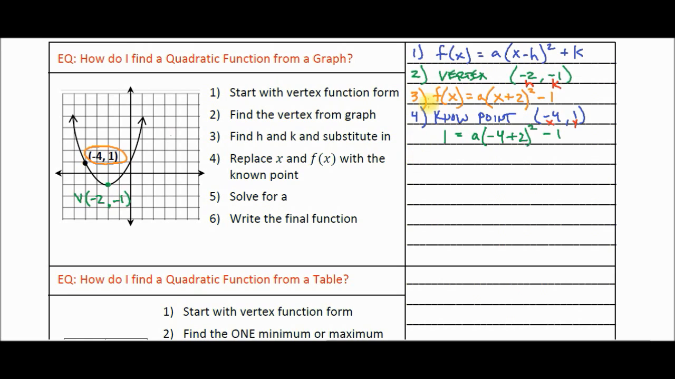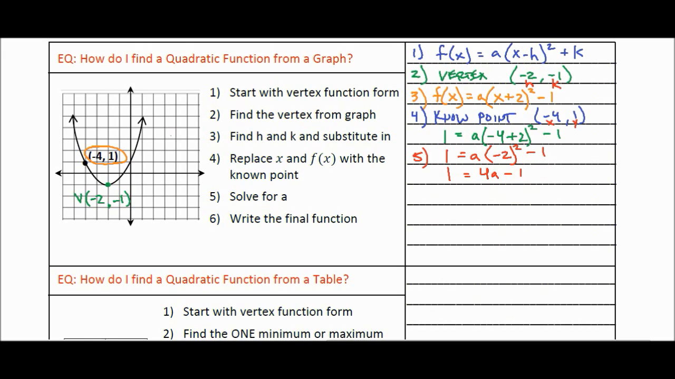I'm going to go ahead and write this in red to make it look different. So solve for a. Let's go ahead and do that. Remember PEMDAS, parentheses first. 1 equals a times -4 + 2, which is -2, squared minus 1. PEMDAS, the E in PEMDAS is exponents next. So 1 is equal to -2 squared, which is 4. I'll put that in the front of the a now. So 4a minus 1.